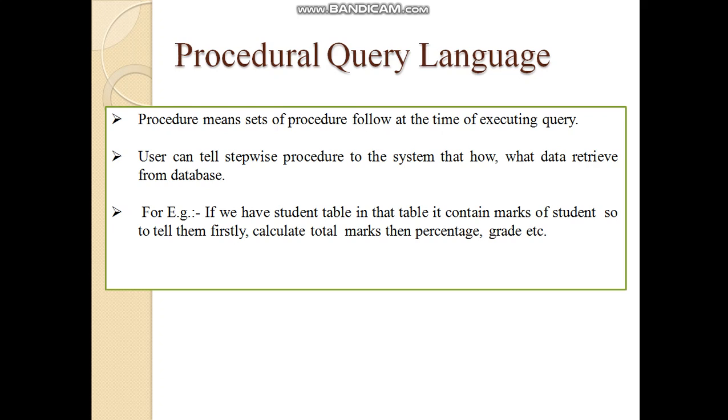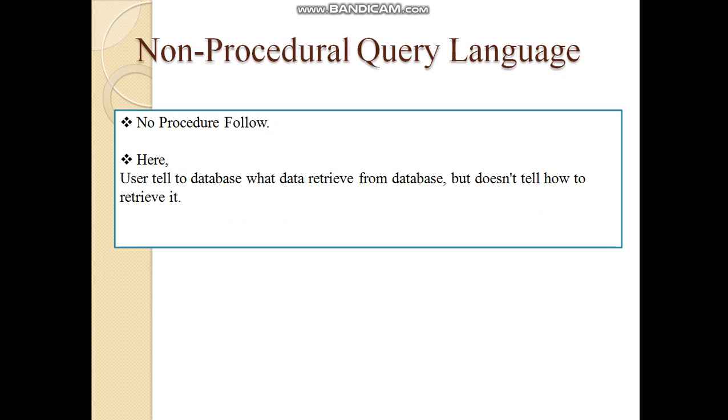Let's say we have a student table, and in that table we are entering the marks of the students. After entering the marks, we tell the system to calculate the total marks and then calculate the grade. So this is how the procedure should be followed: first calculate the marks, then calculate the grade. The next is non-procedural language. Non-procedural means no procedure is followed. The user tells the database, I want this type of data, but the user cannot tell the database how to retrieve it.